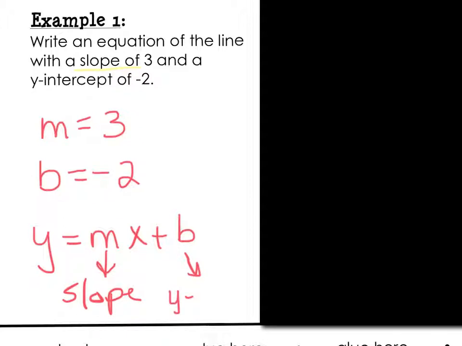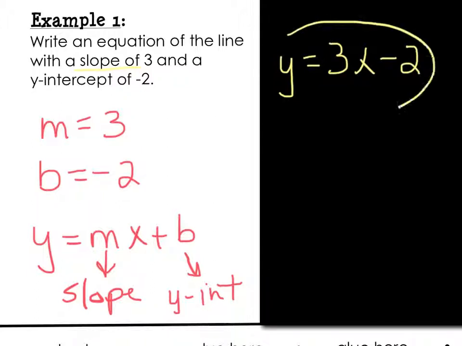So once you have that information, it makes it very easy to record a linear equation if you're given that information. So now we simply rewrite our slope-intercept form, substituting in the values of m and b. So y equals m, which is 3, times x, plus our b, but our b is a -2, so we don't have to put that plus sign in. So this is the answer to example number 1.